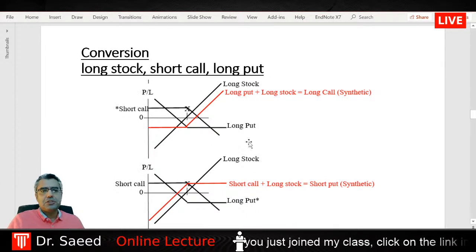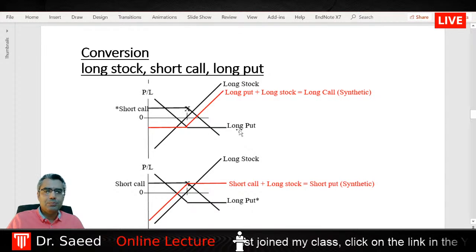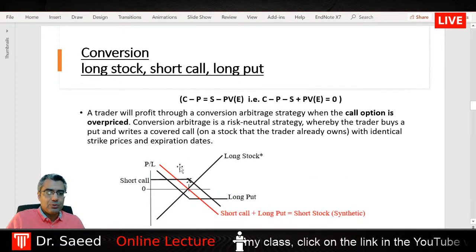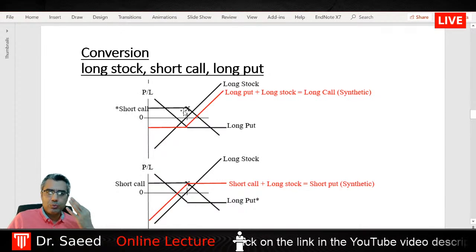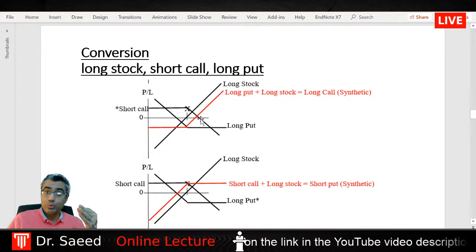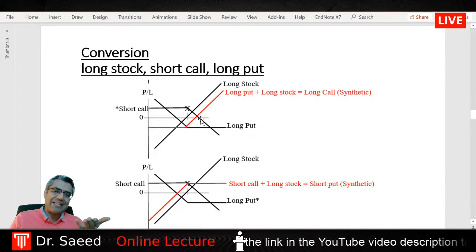Now, let's just try it again. Instead of adding short call to long put, let's add long stock to long put. So again, we are doing the same thing. You see, short call, long put, long stock. It's the same thing, right? Ignore the red one. So these are the three positions. Now I want to again prove that these three will give you a flat line.